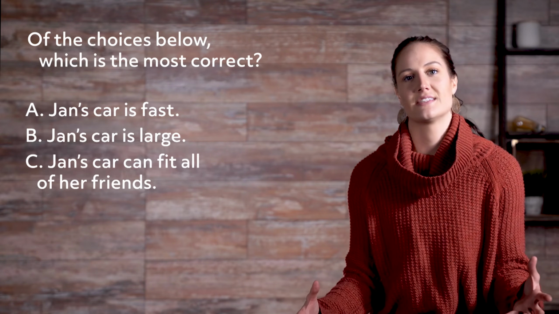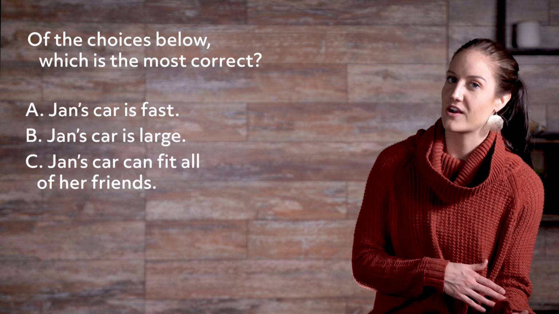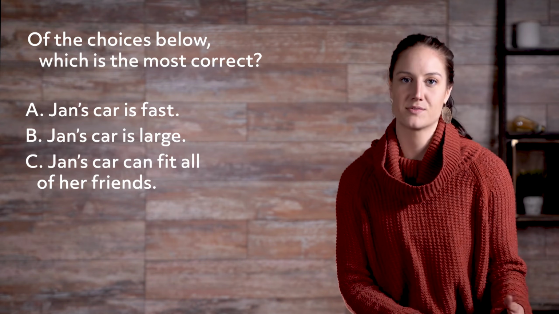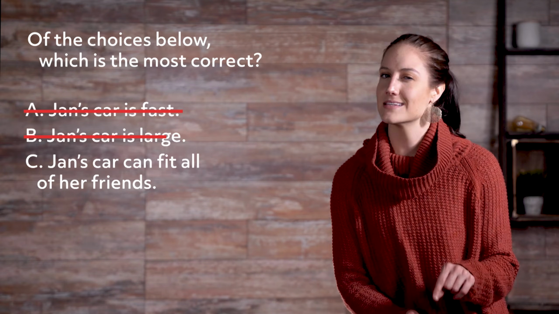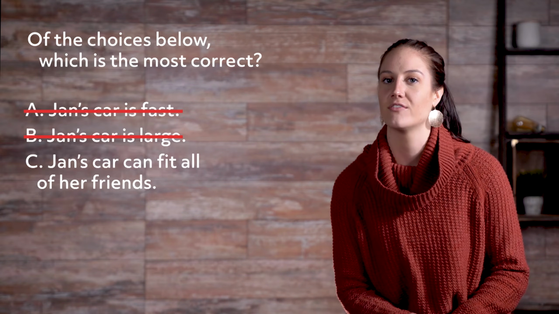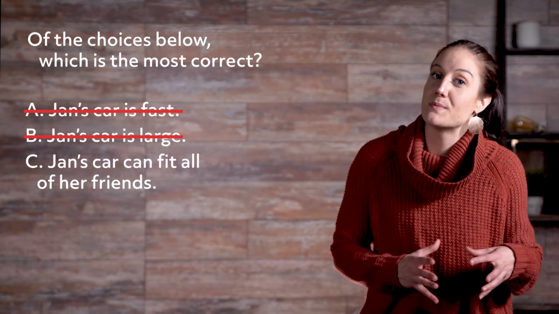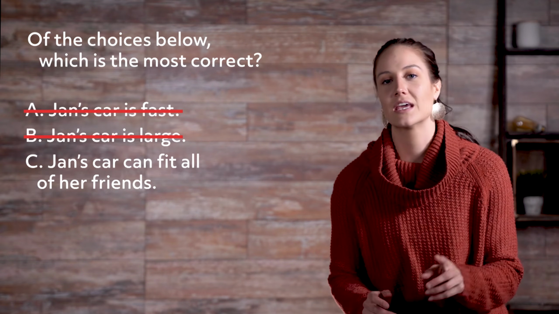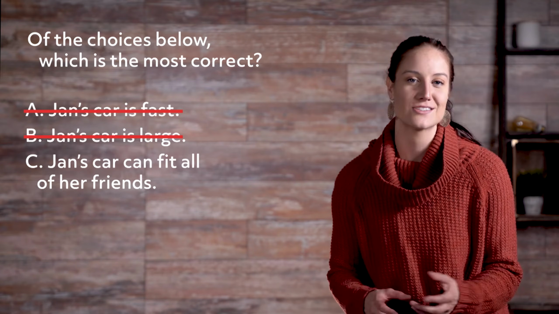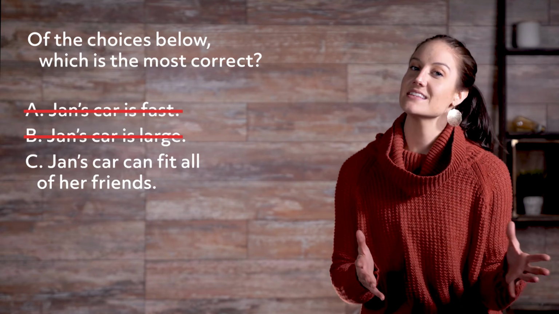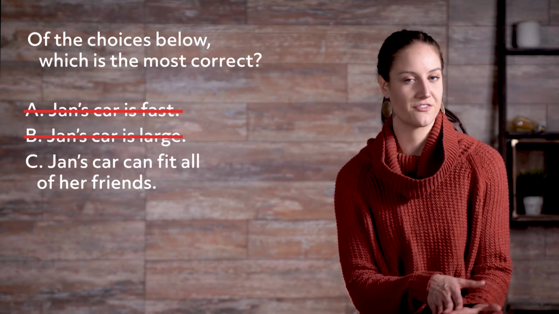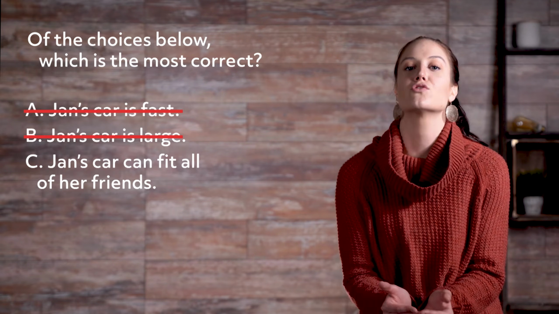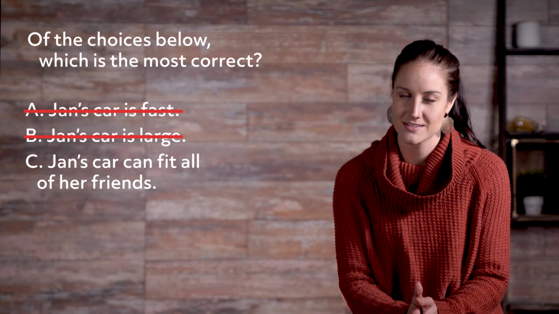Looking at these options and comparing them with the previous paragraph discussing the features of Jan's car, we can rule out options A and B because neither is mentioned in the paragraph. Though those attributes may be true, they were not listed in the given information. We can conclude that option C is the correct answer. It was listed that Jan's car could fit all of her friends. Thus, this must be what makes this answer most true amongst the others.